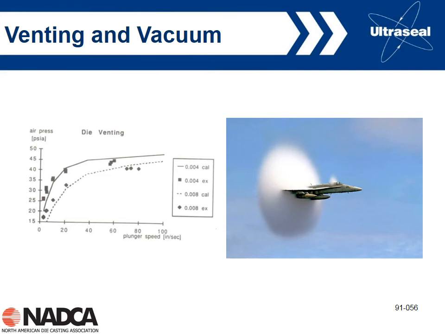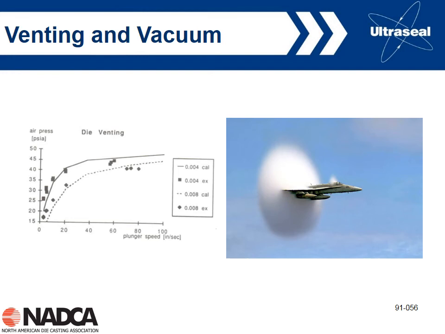So generally, the air moves very quickly. We can get a shock wave. That's what's shown here. This is a shock wave when you exceed the speed of sound, and this can occur in die casting also. And generally, we don't want to do this. We don't want to exceed the sound barrier when we're venting metal out of the die.